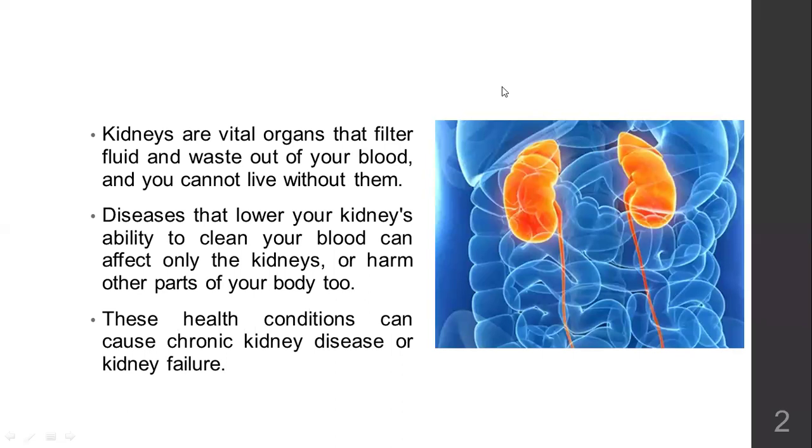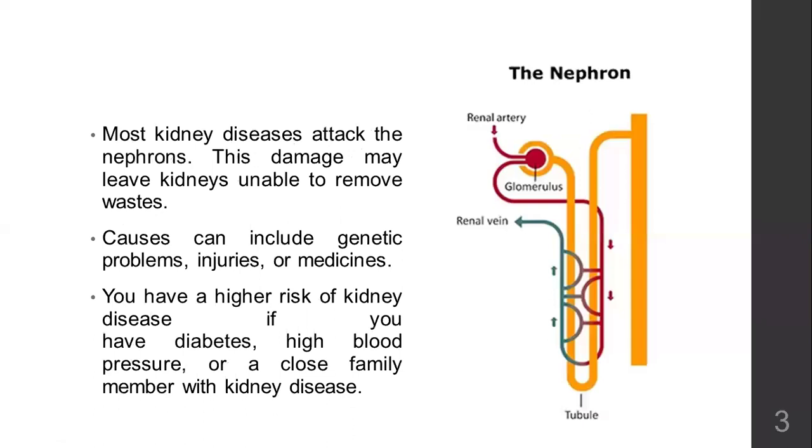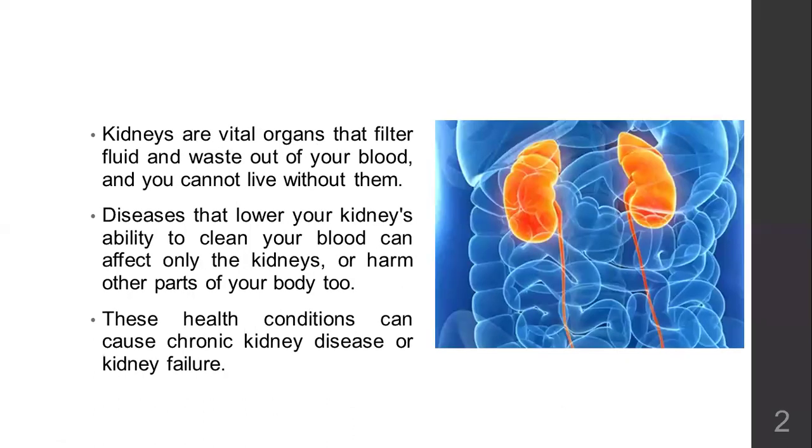So kidneys are vital organs that filter fluid and waste out of the blood. You cannot live without them. Diseases that lower your kidneys' ability to clean your blood can affect not only the kidneys, but also harm other parts of your body, for example the cardiovascular system. Always remember your cardiovascular system and your urinary system. Kidneys are a part of the urinary system. They act as twins.